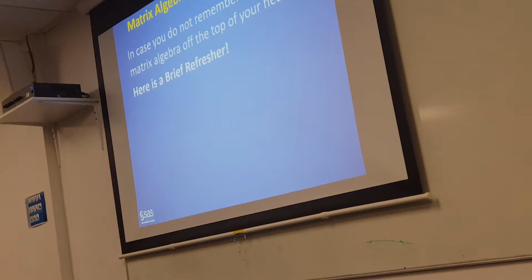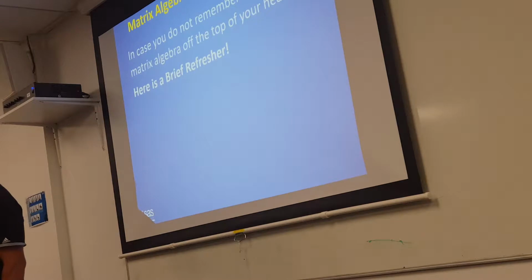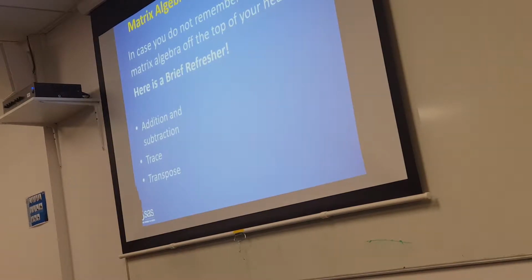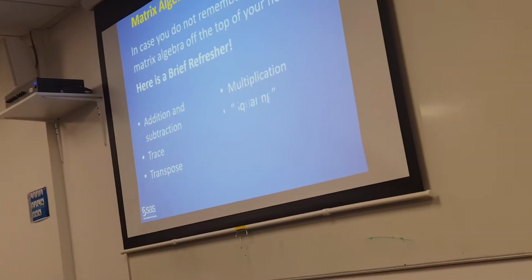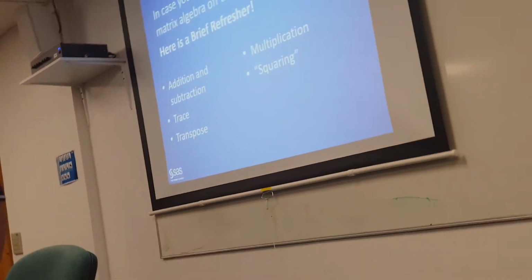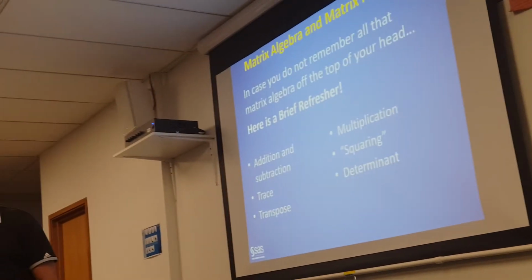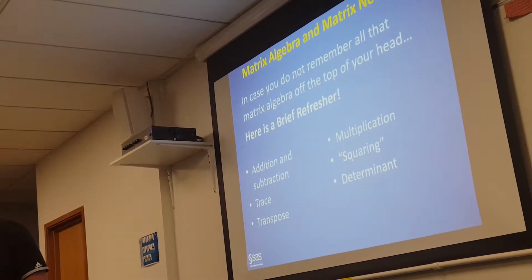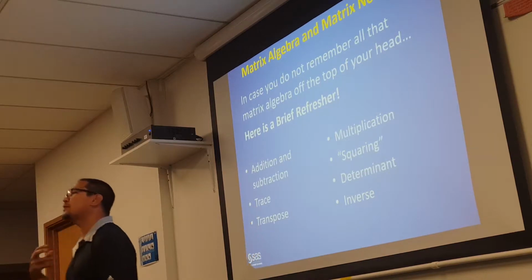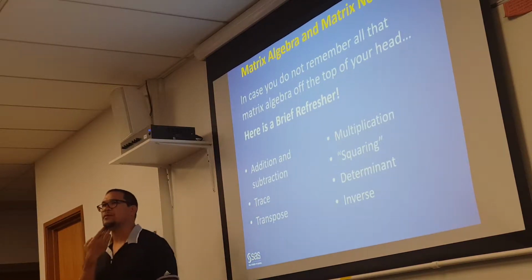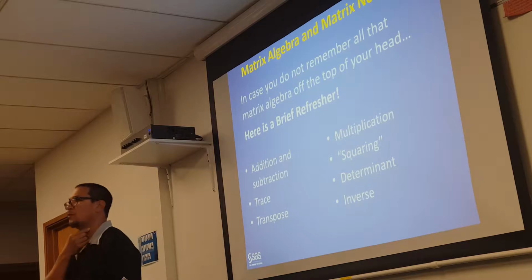So we want to work out what beta is. Just in case I went a bit too fast for you, I'm going to give you a very brief refresher on matrix addition and subtraction, what the trace of a matrix is, what the transpose of a matrix is, how to multiply some matrices together, which is what we did, how to square a matrix, and importantly, calculating the determinant of a simple matrix, what it means, and also what the inverse of a matrix is. That's pretty important, what the inverse of a matrix is and what that does.